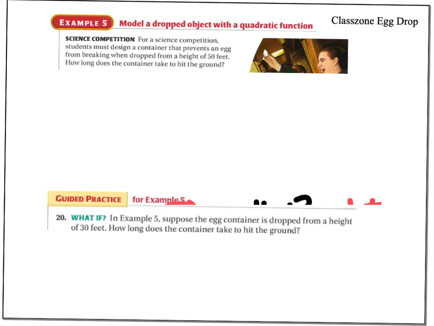You could do guided practice number 20. The only thing that's changed now is that you're at 30 feet high, and so your h naught will be 30, and you could go ahead and solve that.